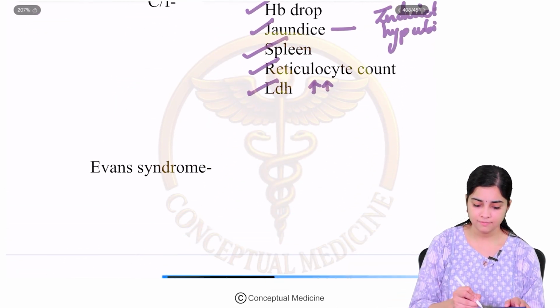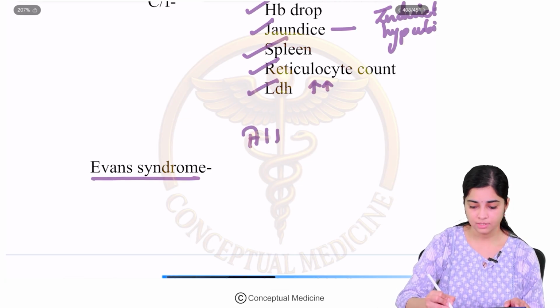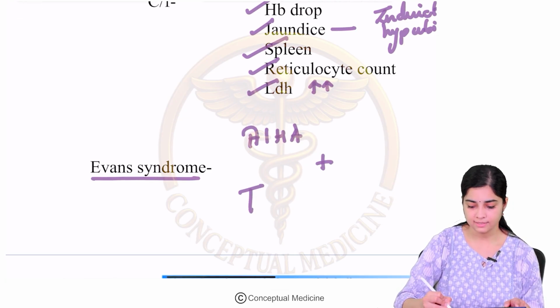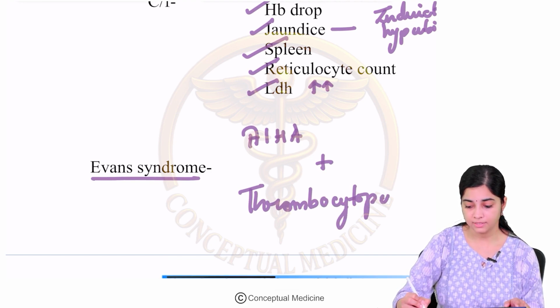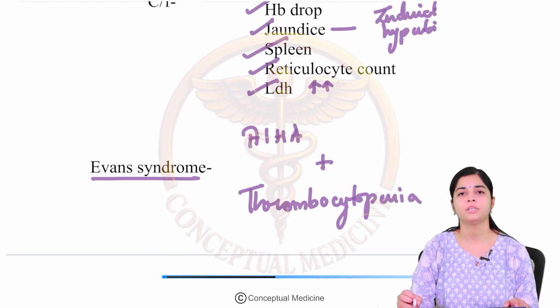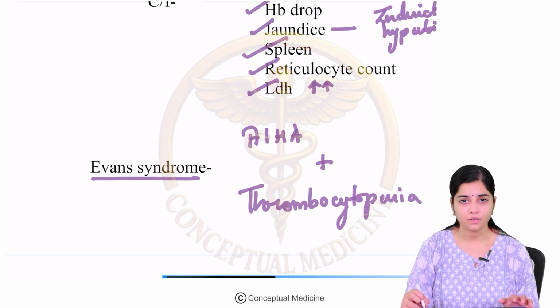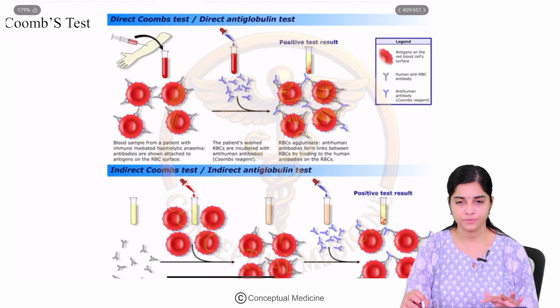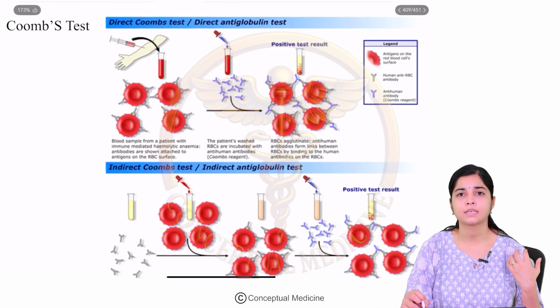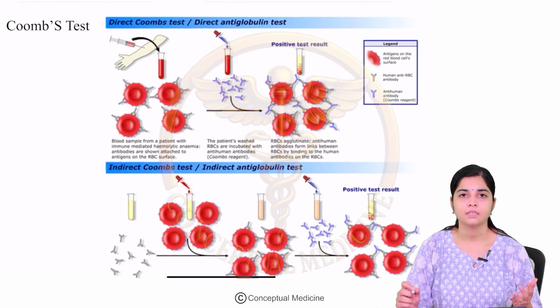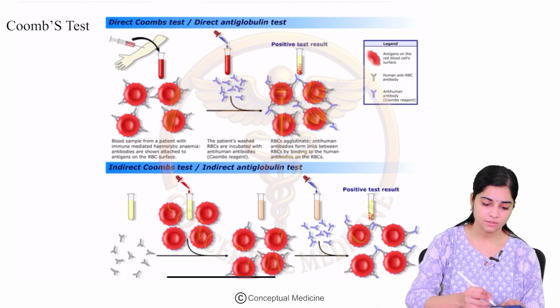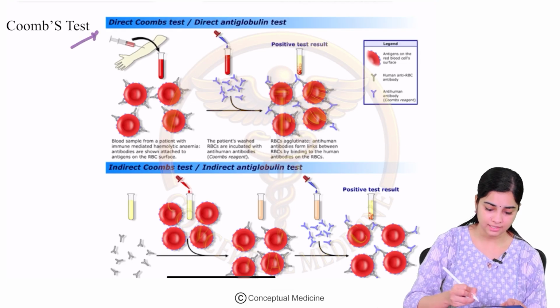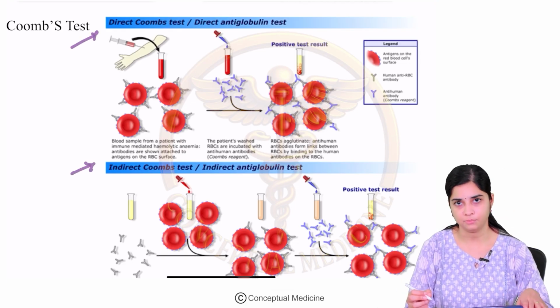So what is Evans syndrome? If autoimmune hemolytic anemia is associated with thrombocytopenia, okay, so autoimmune hemolytic anemia with thrombocytopenia is what we call Evans syndrome. Alright, clear. Now let us look at what this Coombs test is. The Coombs test is basically a screening test which helps us understand autoimmune hemolytic anemia and helps in its diagnosis. So the Coombs test can be classified into two types: direct Coombs test and indirect Coombs test.